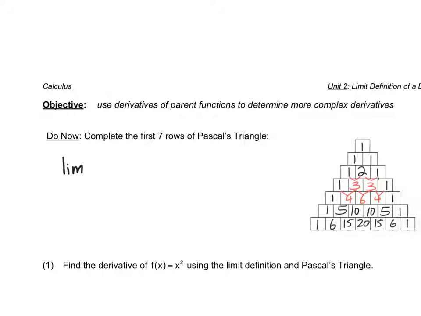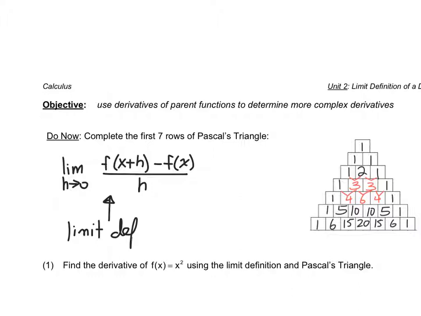So the limit as h approaches 0 of f of x plus h minus f of x, all over h. All right, that's one of the limit definitions of derivatives. We worked with the other ones when we were doing it by hand. It's just that in order to develop the shortcut rule, this one ends up being a little bit more user-friendly.